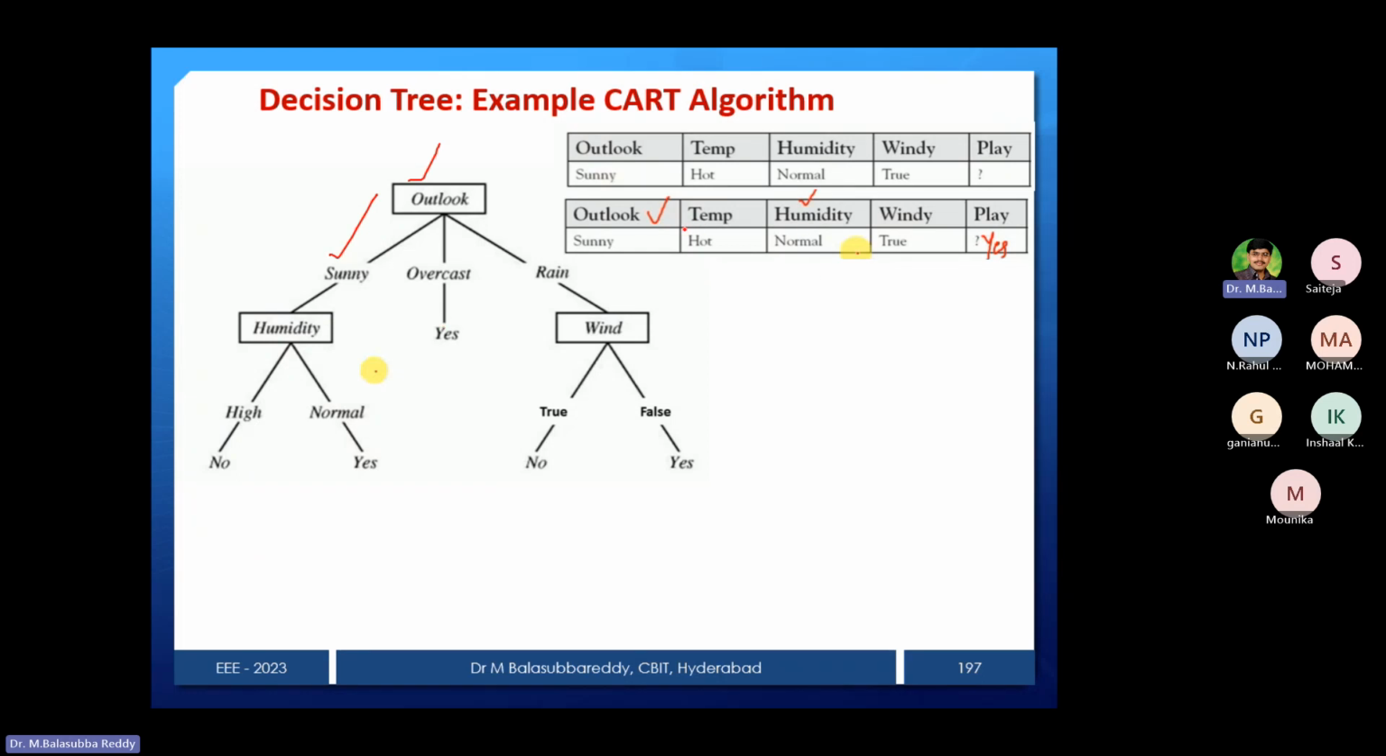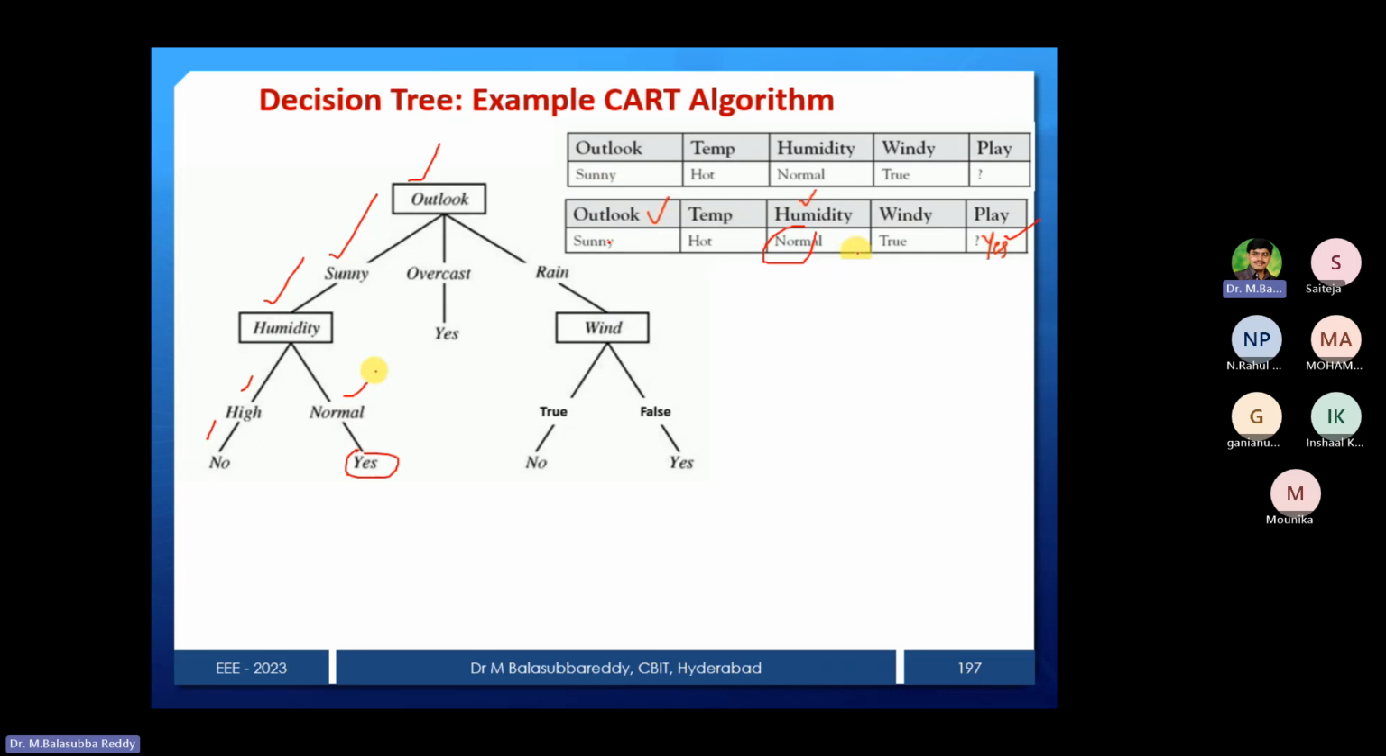Because it is not a root node, and after sunny comes humidity, which is normal. If humidity is given as high instead of normal, then what will happen? Humidity is high, your answer is no. But now humidity is normal, so the final leaf node is yes for play. Like that, any other combinations also you can take.